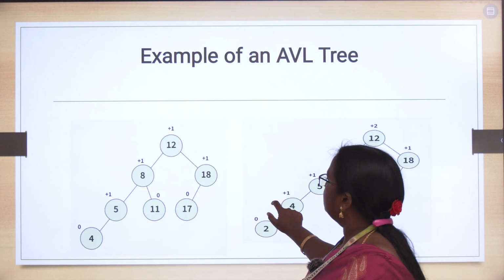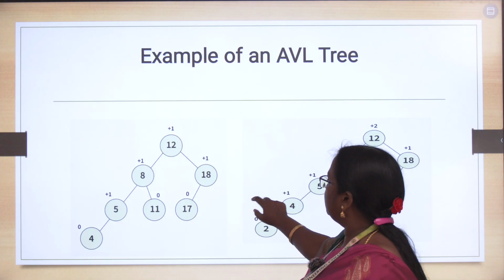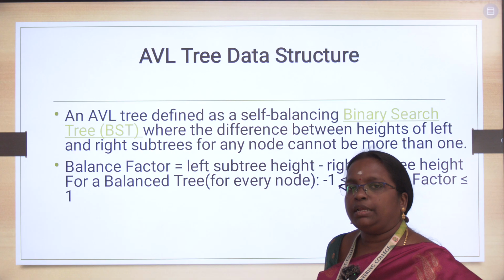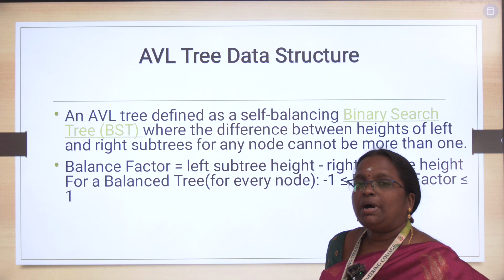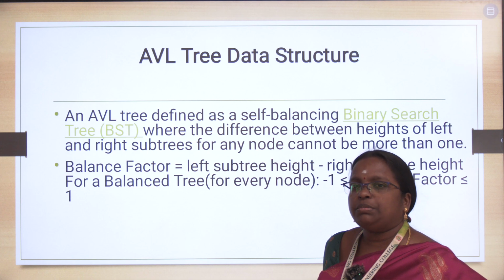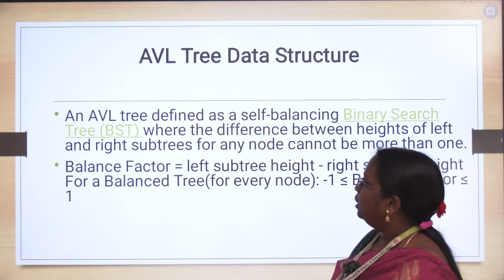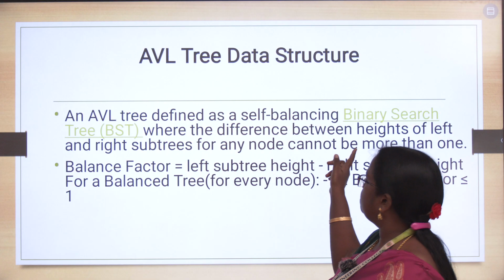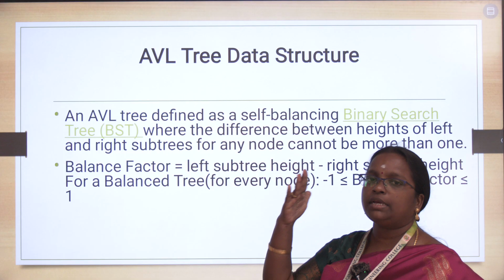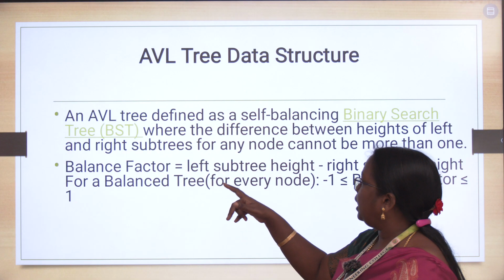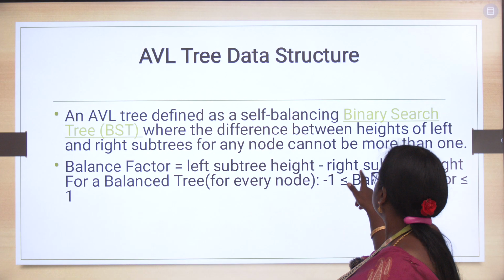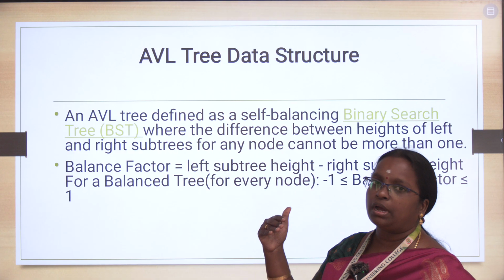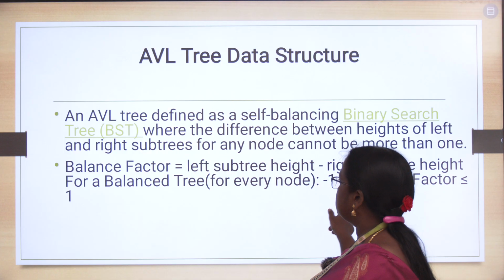Next part is the AVL tree. What is meant by the AVL tree? The AVL tree is the same as a binary search tree, but here there is a balance factor. The root must be balanced. An AVL tree is defined as a self-balancing binary search tree where the difference between the height of the left side node and the right side node must be balanced. The balance factor is the left subtree height minus the right subtree height. For a balanced tree, for every node it must not be greater than 1 or less than minus 1. That is your balance factor.